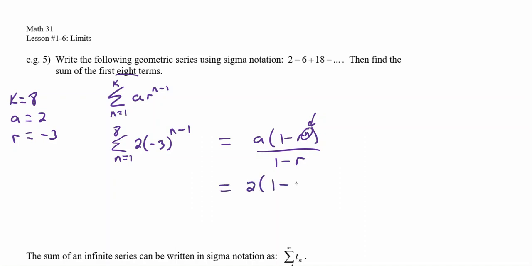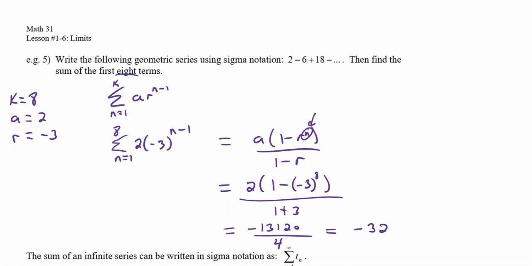Okay, so we're going to go, so our a value is 2, and this would be 1 minus negative 3 is our r value. And like I said, so our n now, we're going to put 8 in there. Over 1 plus 3. So that ends up being negative 13,120 over 4, which is equal to negative 3,280.